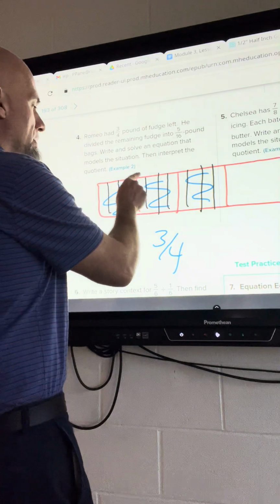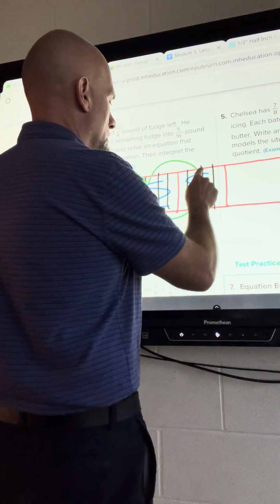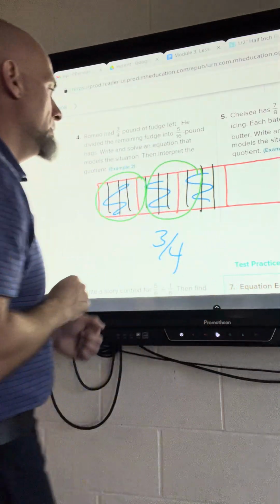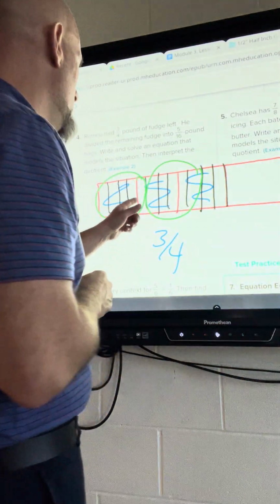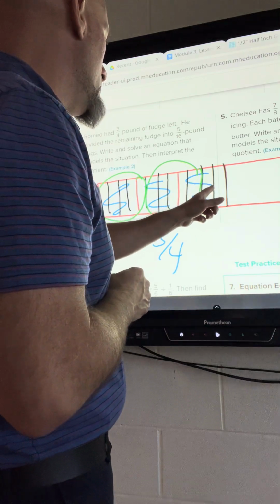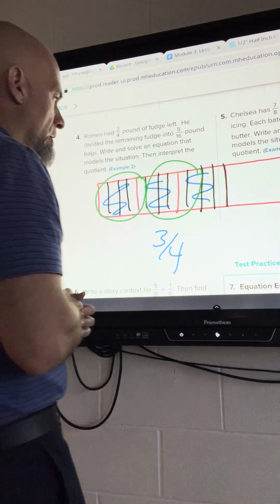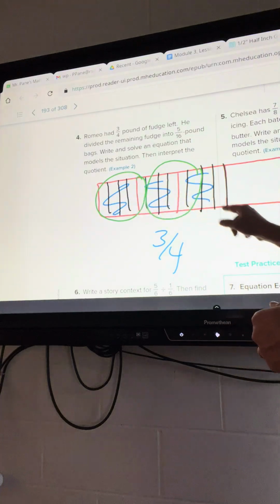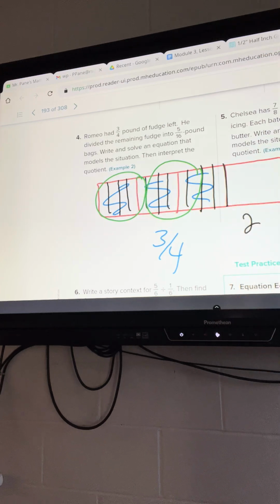1, 2, 3, 4, 5. 1, 2, 3, 4, 5. Okay. And then what do I have left over? I've shaded in 3/4. So what do I have left over? Looks like I have 1 piece left over. All right, so good. I have 2 full groups of 5/16, and then I have 1 piece that is left over.